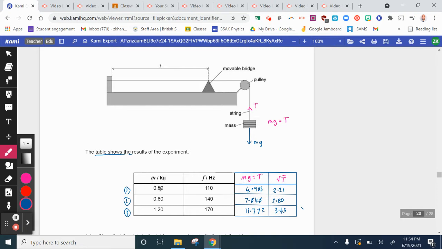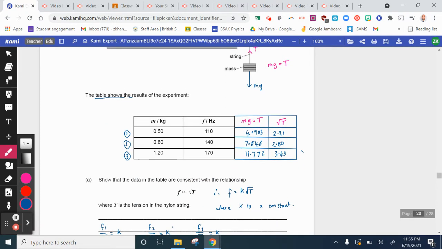I multiplied this column by 9.81 and I've got this set of values, and all of those values are in newtons. And then what I've done is I've square rooted it to get the square root of the tension. The reason why I've done that is because the statement is that the square root of the tension is proportional to the frequency. So I've got a set of data of square root of tensions. There we go. And we've got frequencies in this column here.